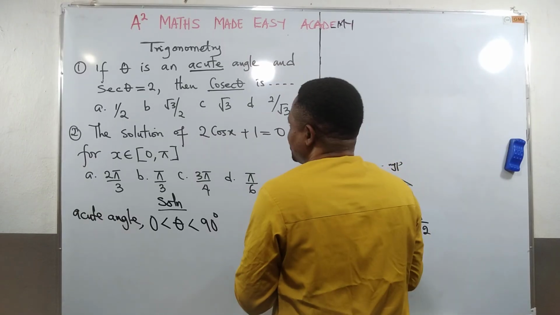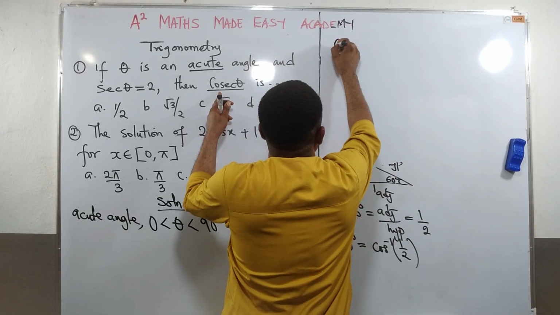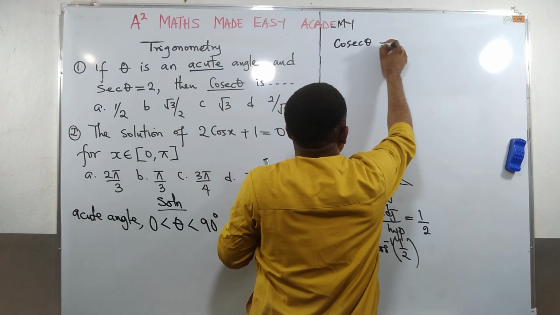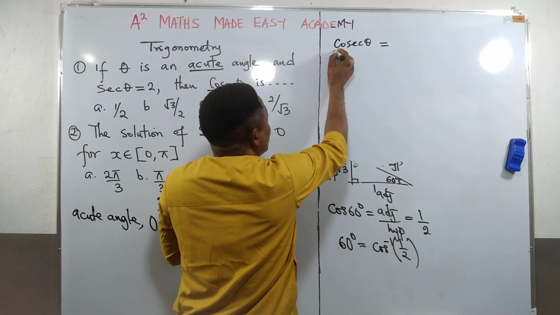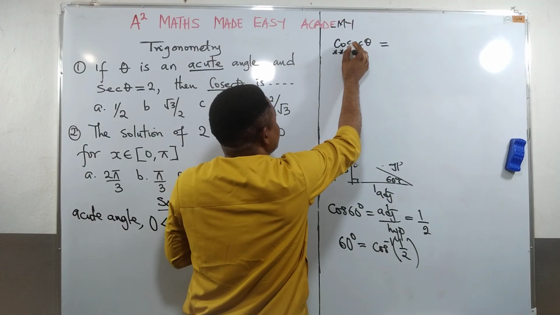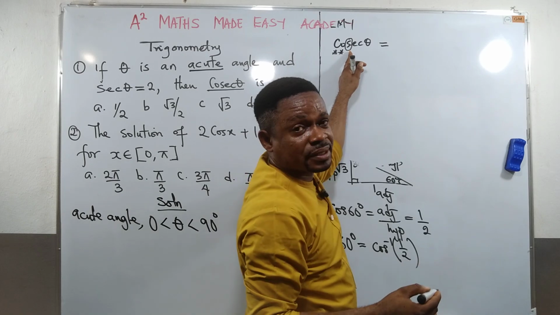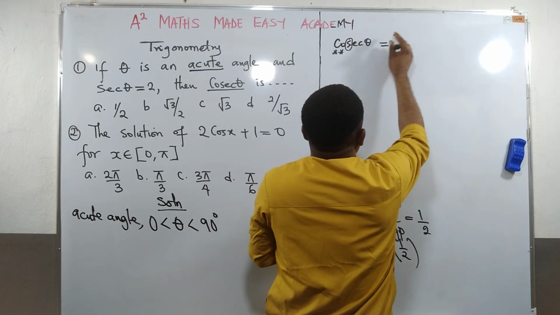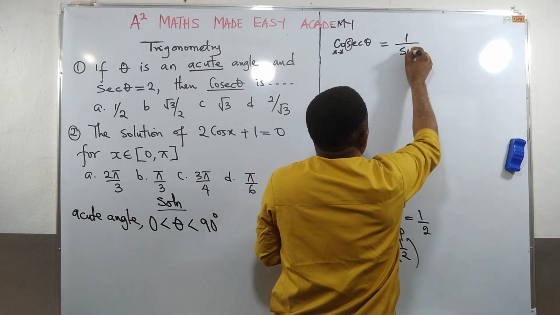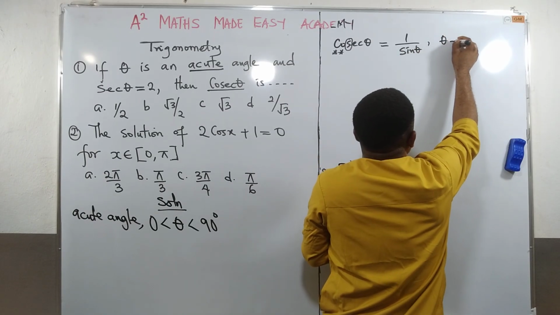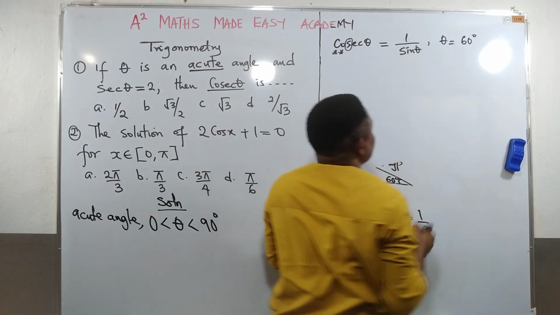So I will now continue. The question says we should find cosec theta. And I told you one thing here under cosec. Exempt the first letter, exempt the second letter, and make use of the third letter. And the third letter is S. So which means the inverse of cosec is 1 over sine theta. Am I communicating? And don't forget that theta is already known. What is theta? Theta is 60 degrees.